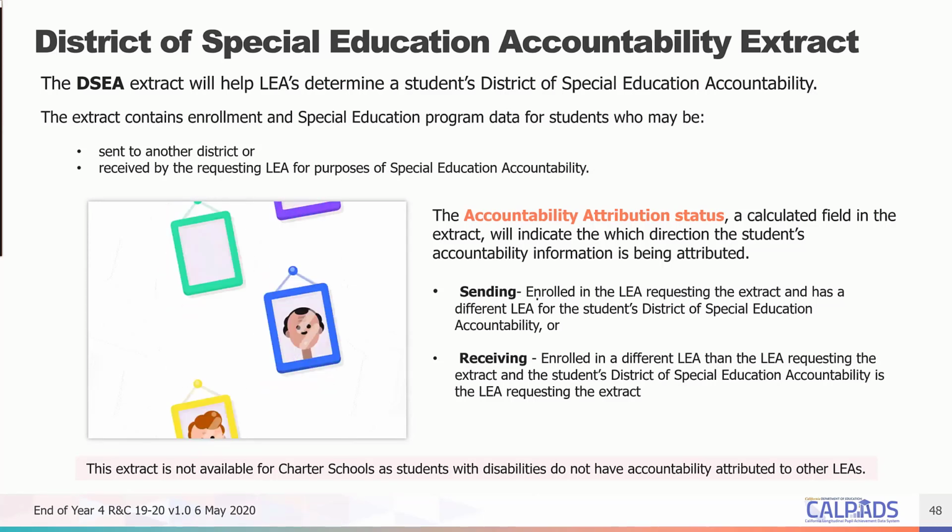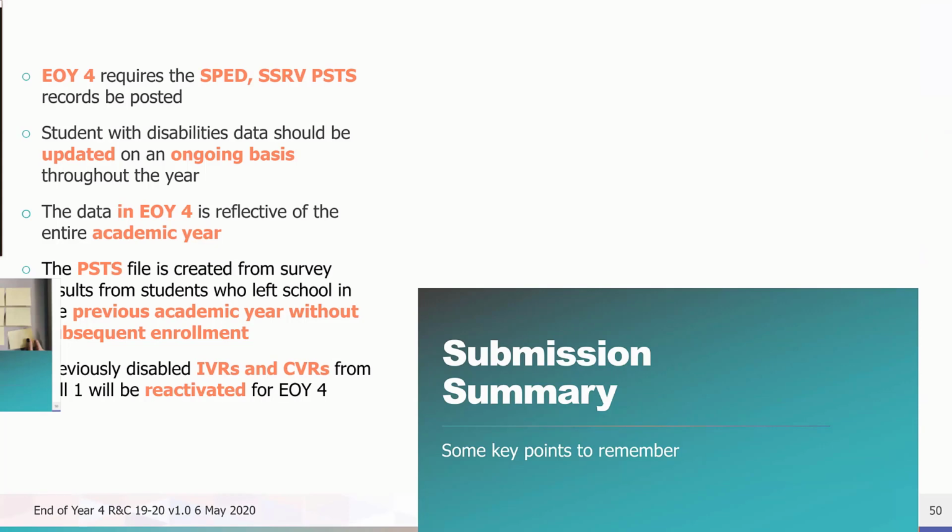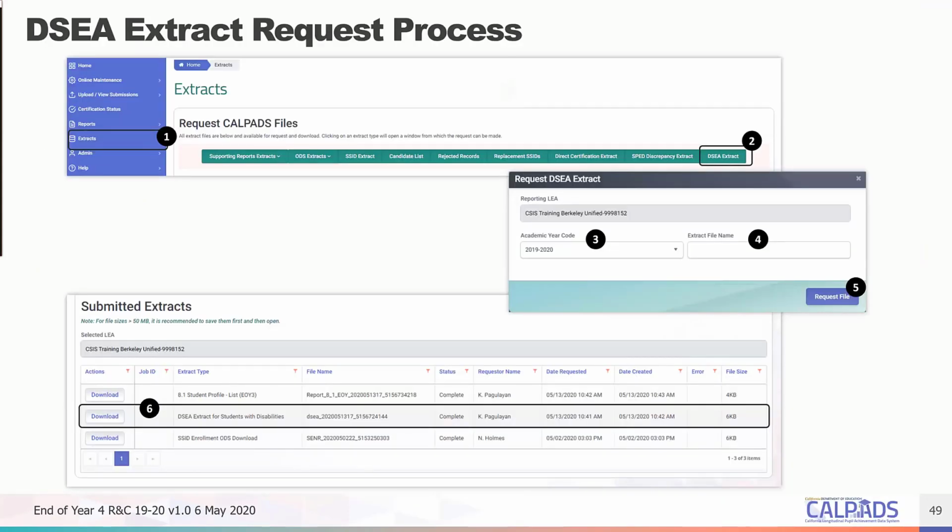Nate? Let me just, okay, there you go. Just like any other extract, you go to the extract section and you will have a DSEA extract button, as shown by button number 2. Then you'll have a modal. It's pretty straightforward. Just choose the academic year, name the extract, and request a file, and it should come up in your submitted extract section. This will be available on the next deployment, I believe, if it's ready by then. That's the timeline for this, so take advantage of this tool.